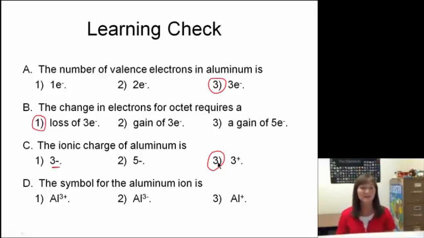If that's hard for you to see, you might just want to get it memorized that metals lose electrons and then they become cations, which are positive. So that'll help you remember that since aluminum is a metal, it's going to have a 3+. So the symbol for the aluminum ion is going to be number 1 here, the aluminum with the 3+. Okay. So we always put the charge of the ion in the upper right-hand corner.